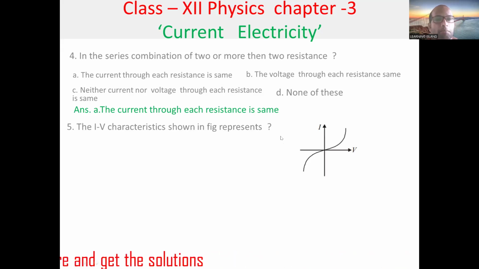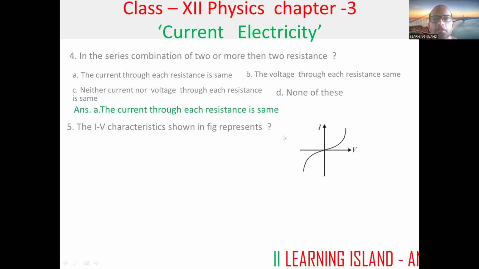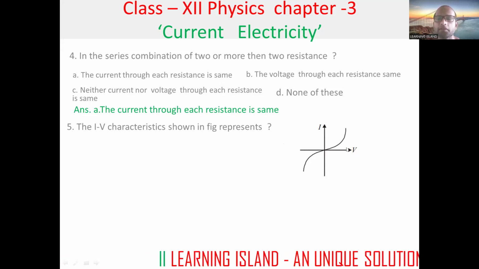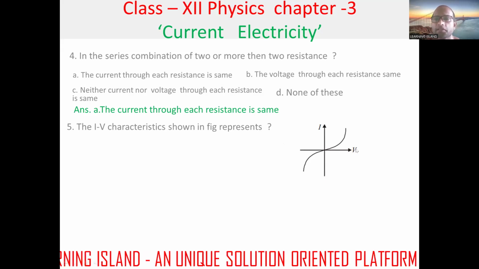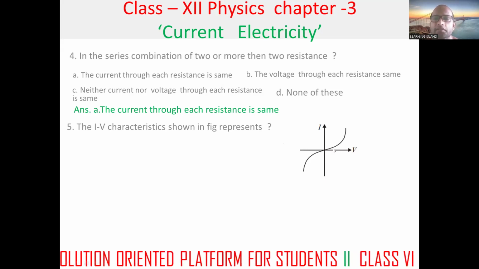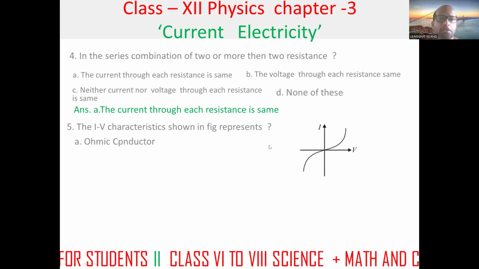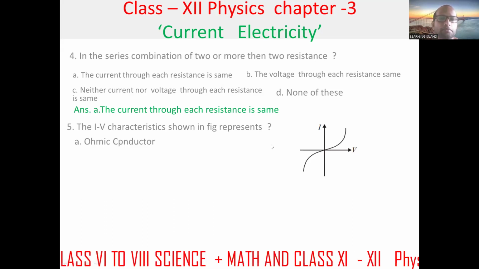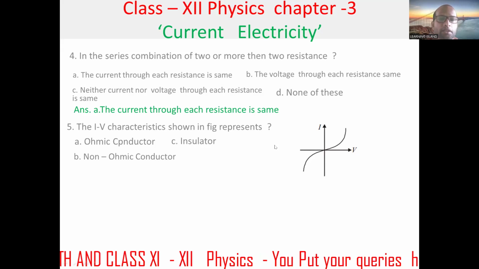The IV, this current versus voltage characteristics shown in the figure like this here. In the x direction, that is voltage, and y direction is current, and there is the graph. Now the options are this: ohmic conductor, insulator, non-ohmic conductor.